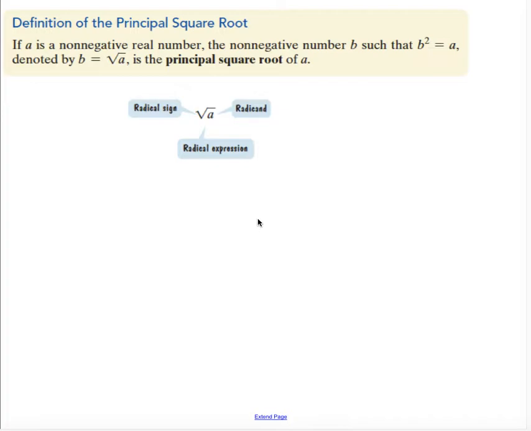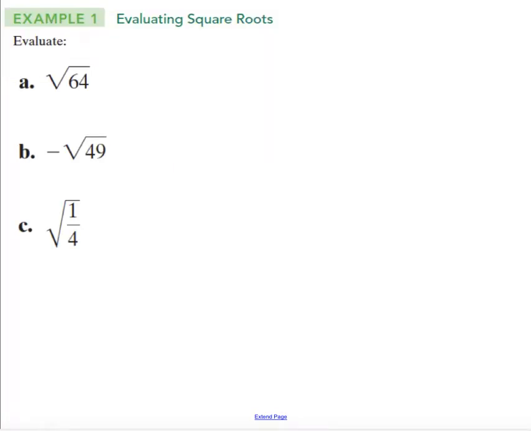Definition of a square root: we have the radical sign. Underneath the radical sign is called the radicand, so this little a, and then we have the expression underneath. So what we're going to do is reduce some of these square roots.